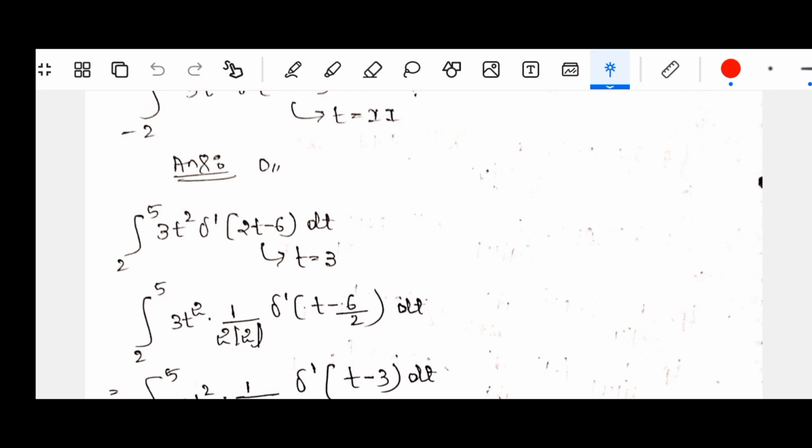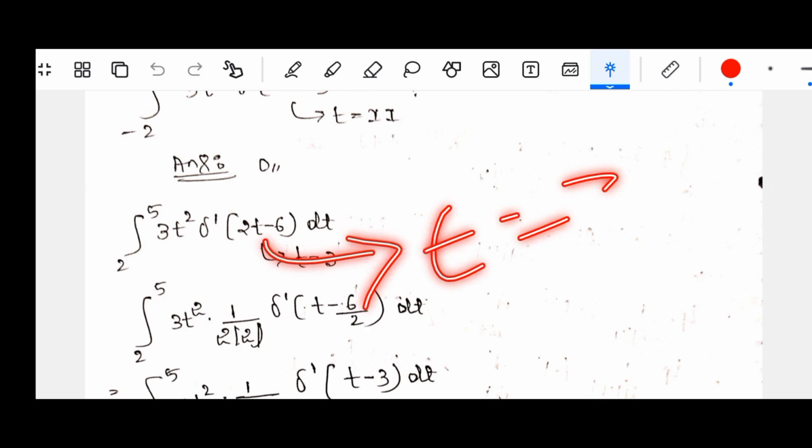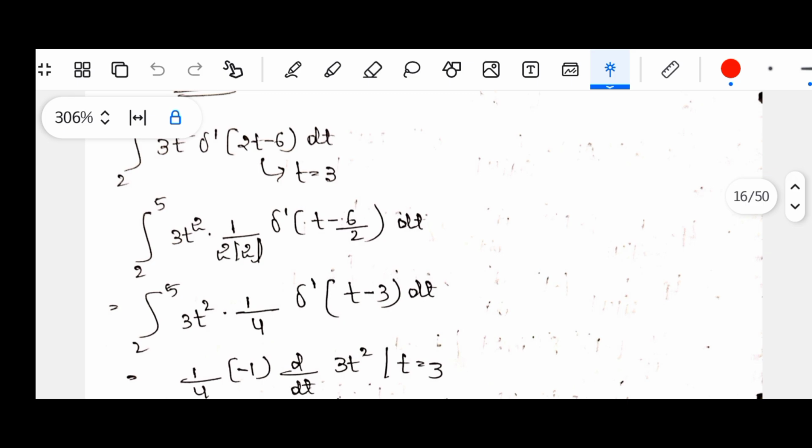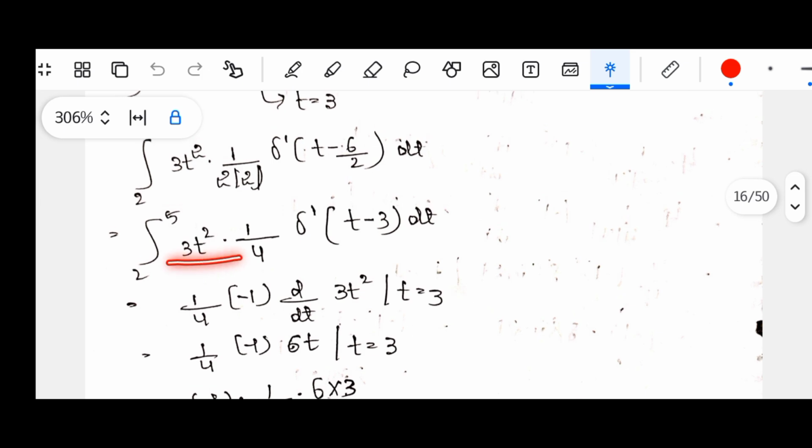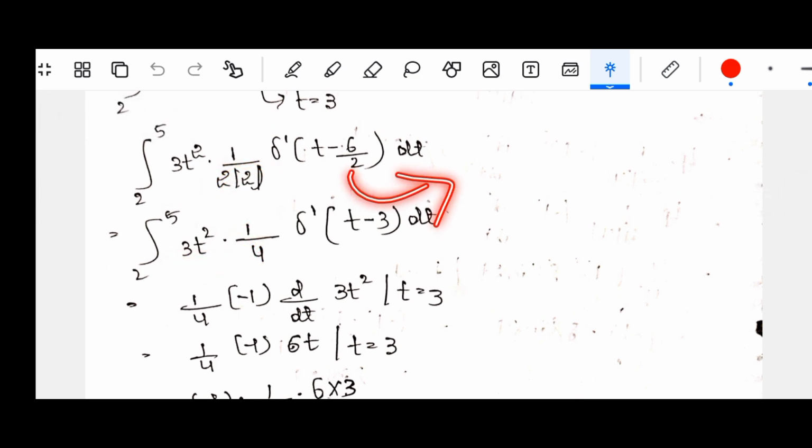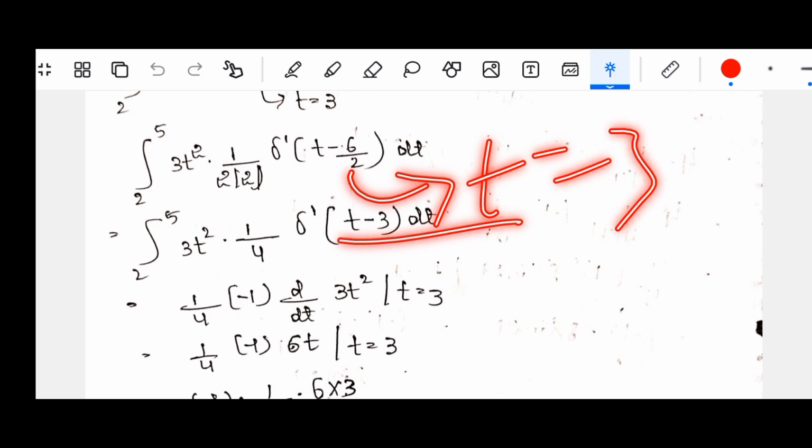Next one, integration from 2 to 5 of 3t square delta dash of 2t minus 6, dt. See here, find out the location first. t will be plus 3. Put that value in place of t. Integration from 2 to 5 of 3t square into 1 divided by 2 squared into mod of 2, delta dash of t minus 6 by 2. 3t square, 2 into 2 will be 4, delta dash of t value will be here. t will be 3, therefore t minus 3.